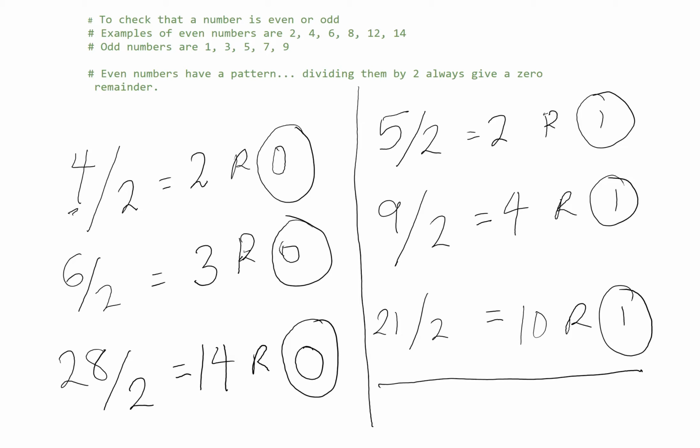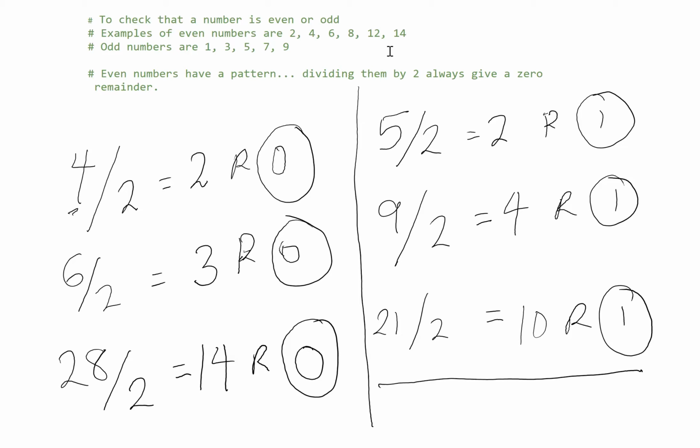So I was exploring ways we could combine all these operators together and see how they work in a real life situation. And I came up with finding even numbers. To check that a number is even or odd, first, let's see the examples of even numbers. They are 2, 4, 6, 8, 12, 14, and so on. Odd numbers are 1, 3, 5, 7, 9, and so forth.